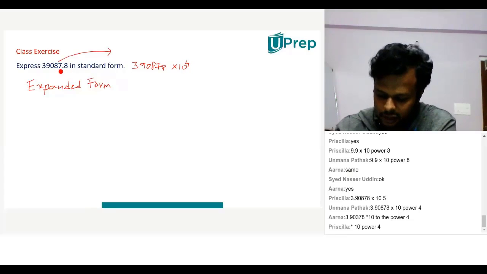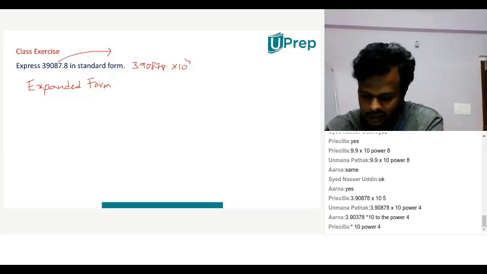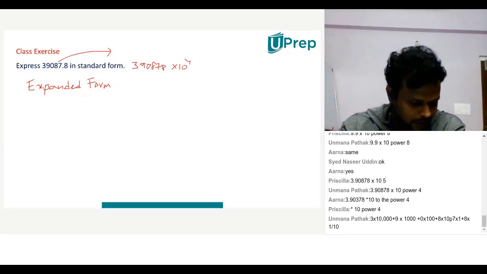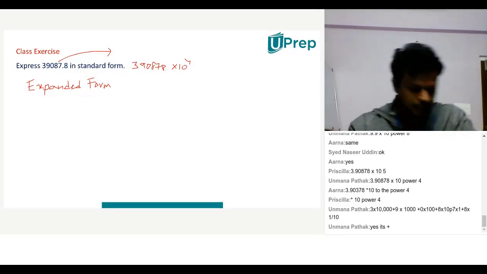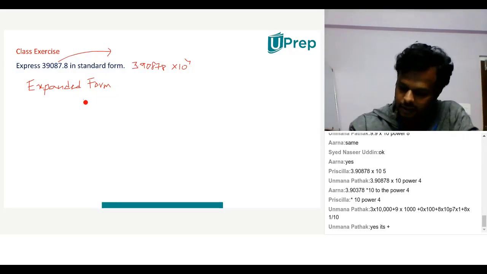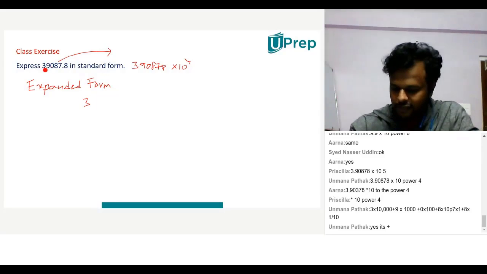Then remember how many digits you are shifting this point. 1, 2, 3, and a 4. Children, try to write the expanded form. Unmana, you have written P there instead of, I think, plus. I suppose you wrote P, if I'm not wrong. So children, as Unmana has written it, it is, see here I have it as 30,000, right?